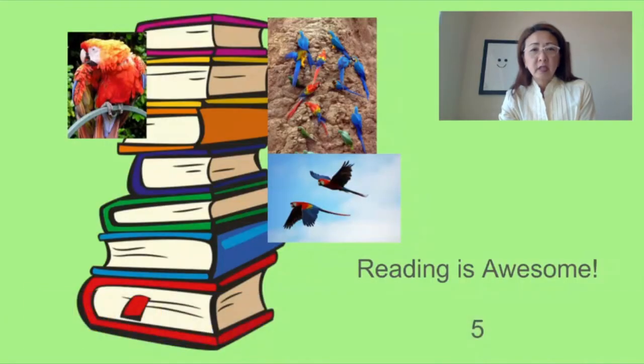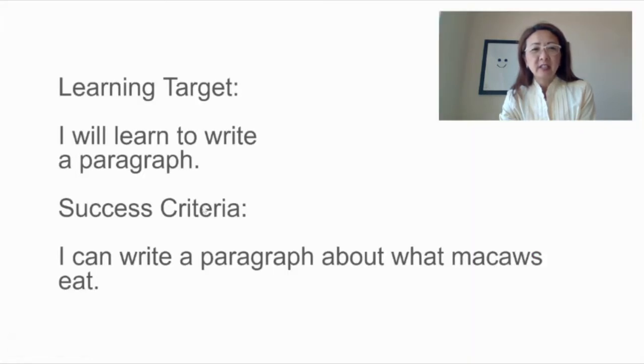Well, let's get started. Today in our reading lesson, we are actually going to do some writing, and we are going to refer to our informational text about macaws. Here's our learning target: I will learn to write a paragraph. Our success criteria is: I can write a paragraph about what macaws eat.